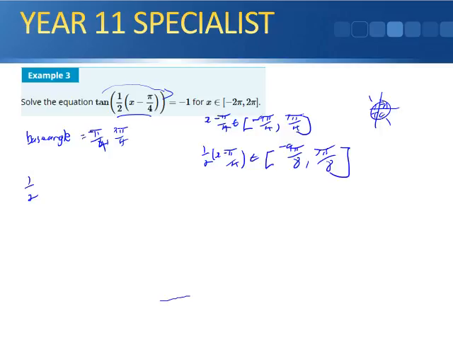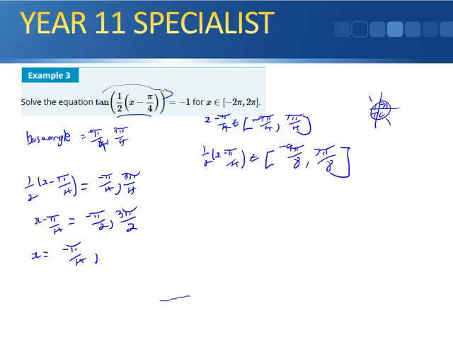So we get a half of x minus pi on 4 equals negative pi on 4 and 3 pi on 4. Times by 2, we get x minus pi on 4 equals negative pi on 2 once I simplify, and 3 pi on 2, and add the pi on 4, so we get x equals negative pi on 4 and 7 pi on 4.